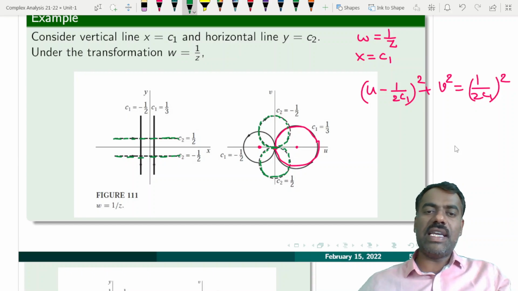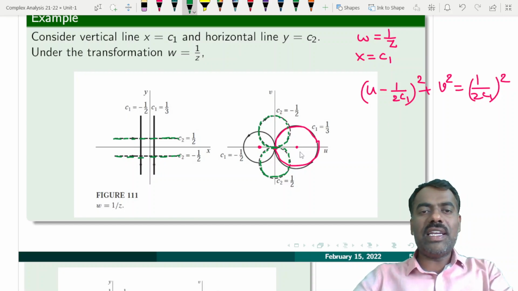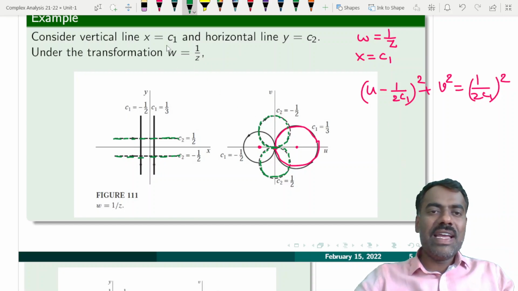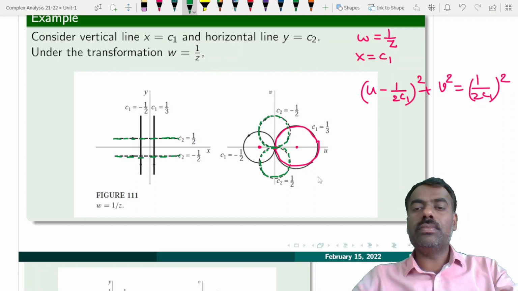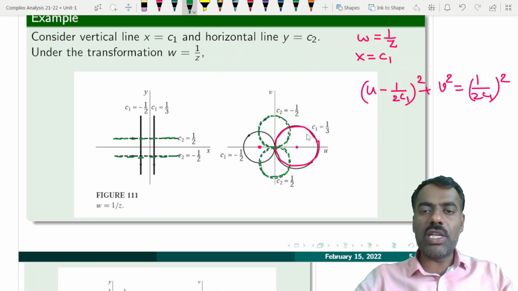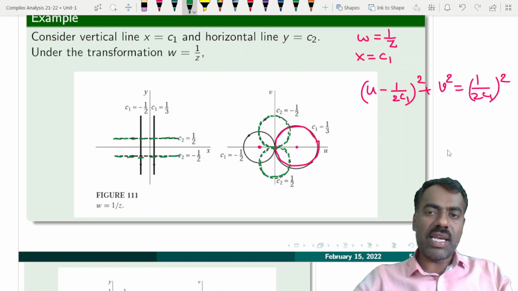So these are basic easy calculations. You just substitute those values and see what we will get there, right? So under the transformation w is equal to 1 by z, a vertical line is transformed to a circle. Similarly, a horizontal line is also transformed to a circle.